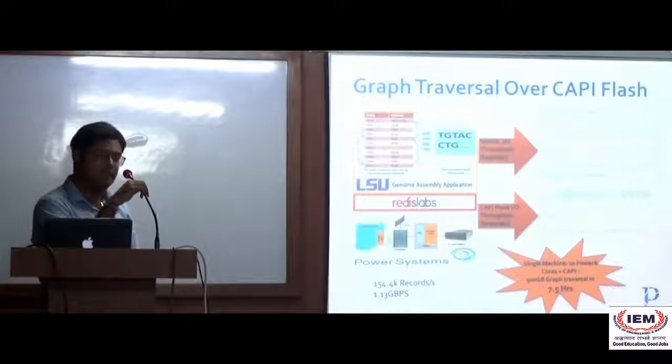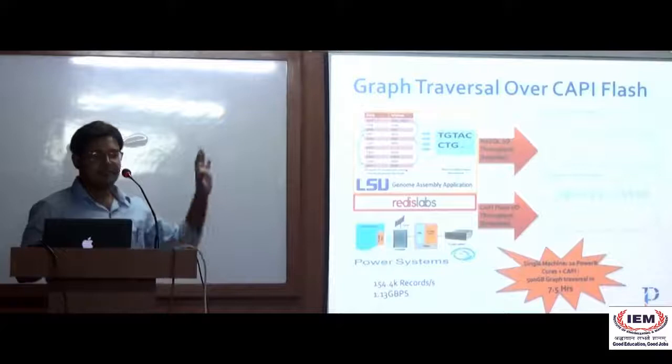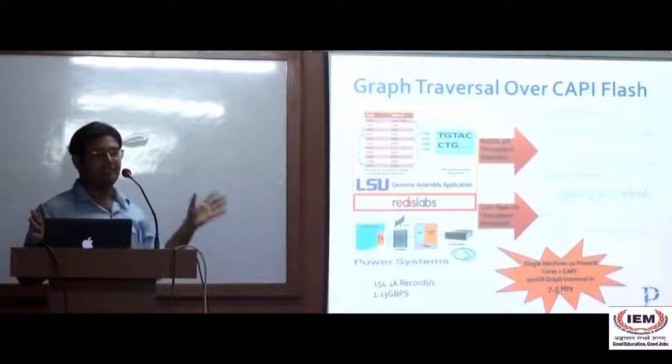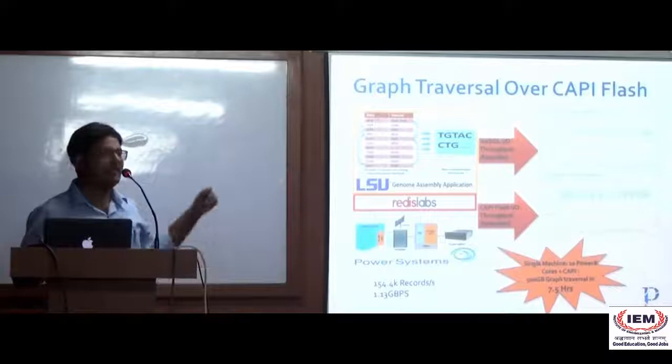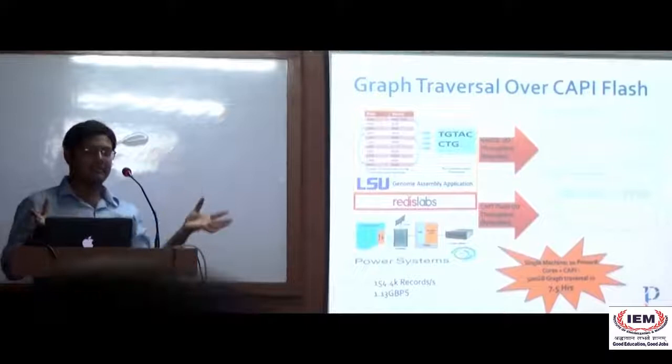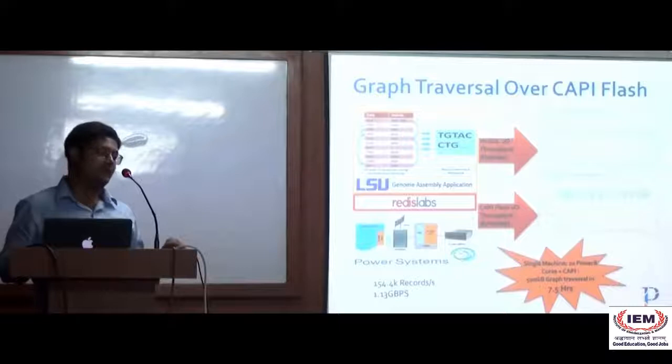There are several other technical competitors, like NVMe SSD and all those technologies. But their performance is also a little bit lower or similar to this CAPI device. And here, on a single machine, when we analyzed that entire metagenomic data, it took only 7.5 hours, which was not possible using the Supermic 2 cluster.